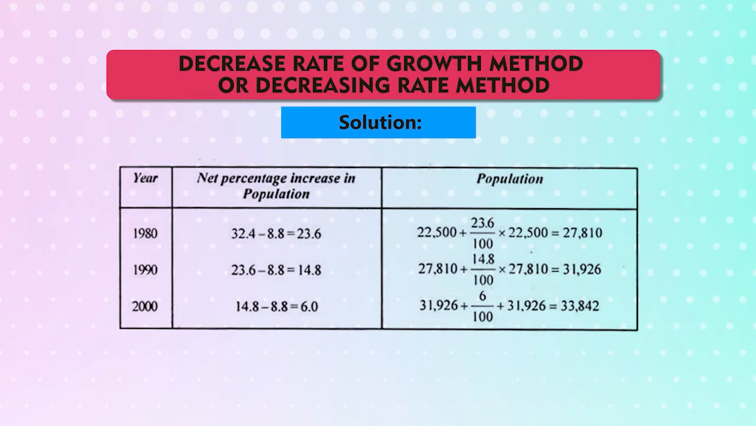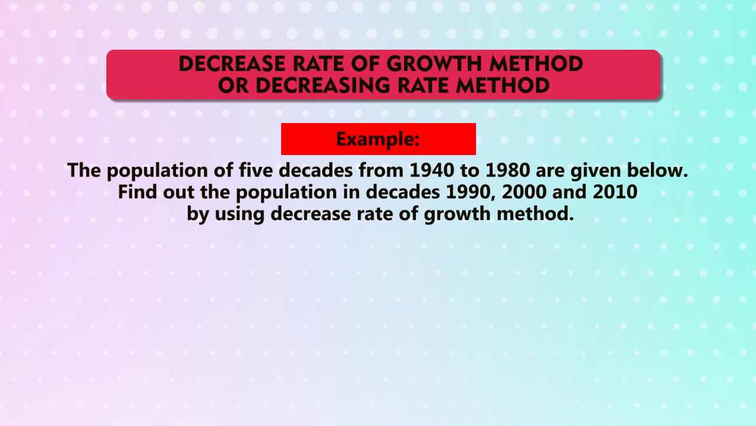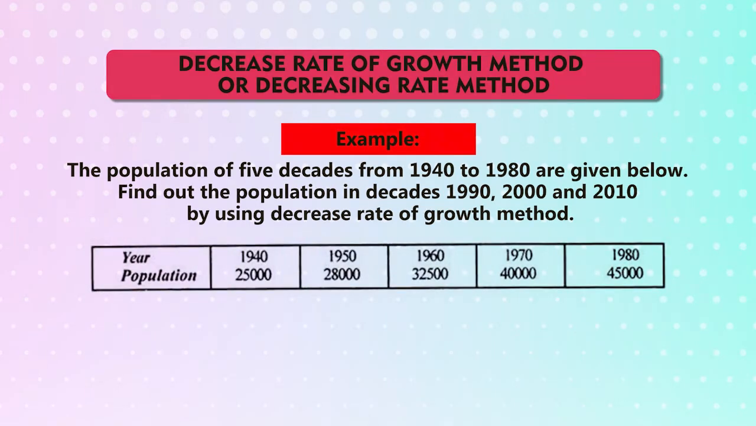So for 1980, we can keep the formula: P of the last decade, 22,500, plus the net percentage increase 23.6 divided by 100 into 22,500. So the answer comes to 27,810. In a similar way, we calculate the value for 1990. The answer comes to 31,926. For the year 2000, this value comes to 33,842.